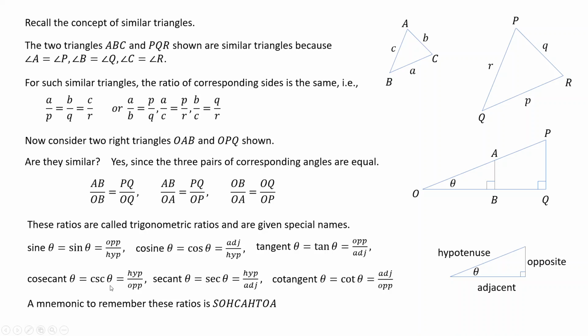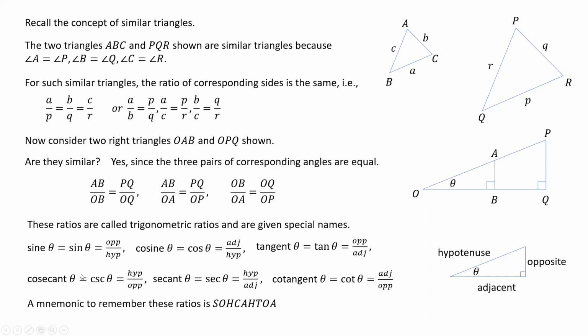And then, what's up with these other ones? Cosecant theta is hypotenuse over opposite. Wait a minute, didn't we already have opposite over hypotenuse? Interesting. This is hypotenuse over opposite, which seems to be the flipped version of it. What do I mean by flipped version? It means it is the reciprocal. In other words, cosecant theta is the reciprocal of sine theta.